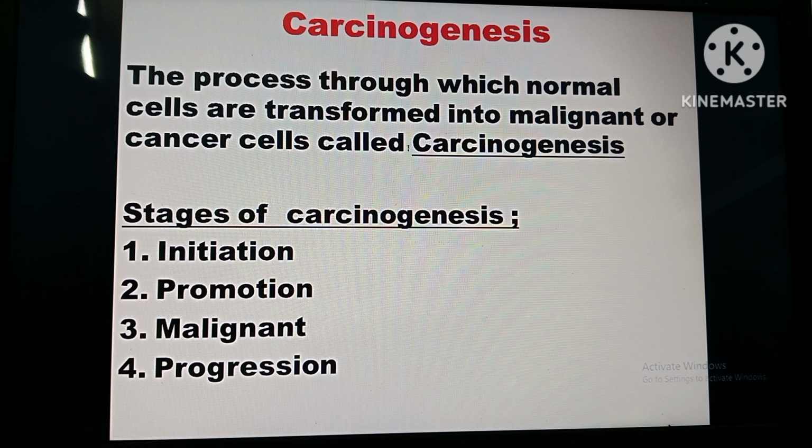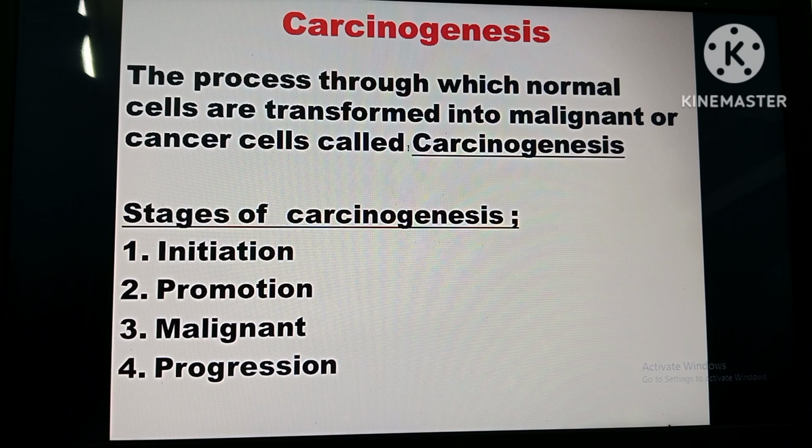When it destroys the DNA, simultaneously gene mutation takes place. Gene mutation means biochemical changes in genes. Genes are unable to control the cell's activity. So the damage is irreversible, and it may lead to genetic mutation. After that it moves to the second stage, that is promotion. So what is the promotion stage?